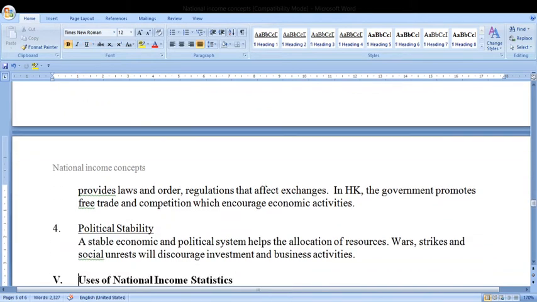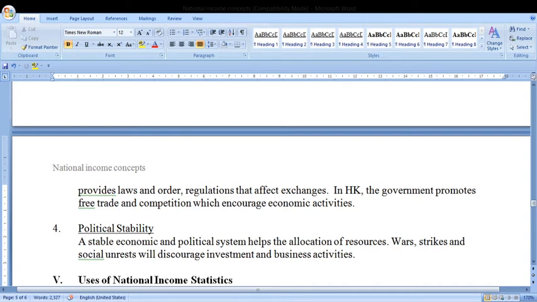Next one is political stability. The government, politicians and the political stability environment play a vital role. One party is ruling, another party comes again and wins the election. Automatically, they will change some rules and regulations, some laws. They will implement new strategies. So these are all things that will affect. And moreover, from one nation to another nation, any war or strike going on or social unrest activities happening, all these things will affect.